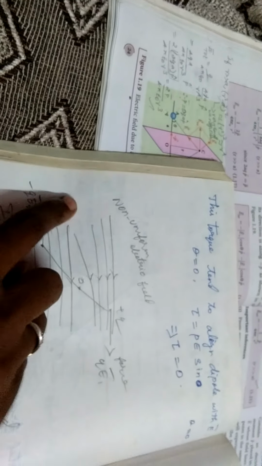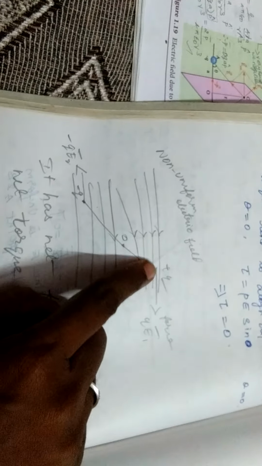Okay. Now next, you see this is a non-uniform electrical field. In a non-uniform electrical field, the same minus q and plus q charges are at A and B, with midpoint O. The electric field, the positive electric field, goes this side. It has a net force and a net torque, so it is not zero. So in a non-uniform electrical field, the net force is not zero.